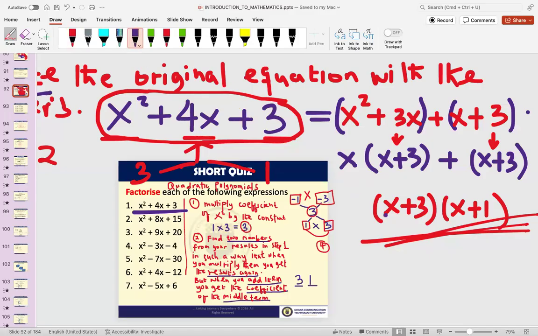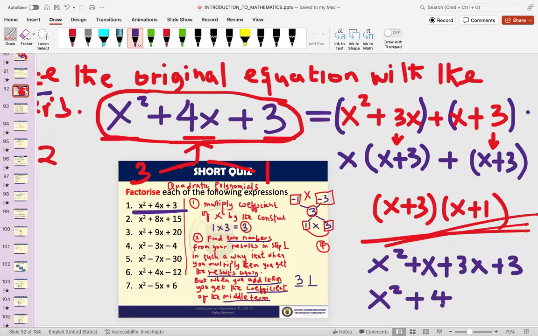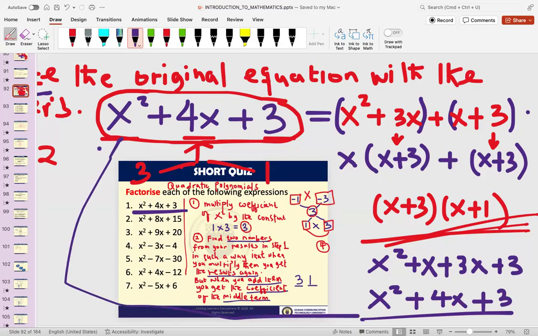Let's try expanding it and you see x multiplied by x, you have x squared, plus x multiplied by 1, you have x, plus 3 multiplied by x, you have 3x, plus 3 multiplied by 1, you have 3. So when you wrap up here, you have x squared plus x plus 3x will give you 4x plus 3. So you come back to the original equation.